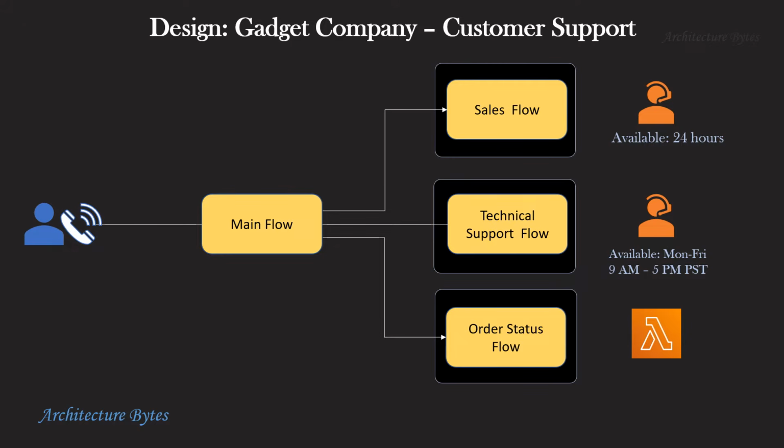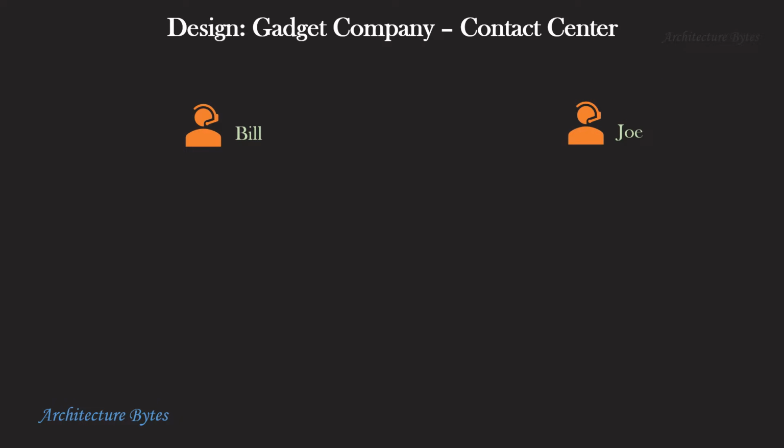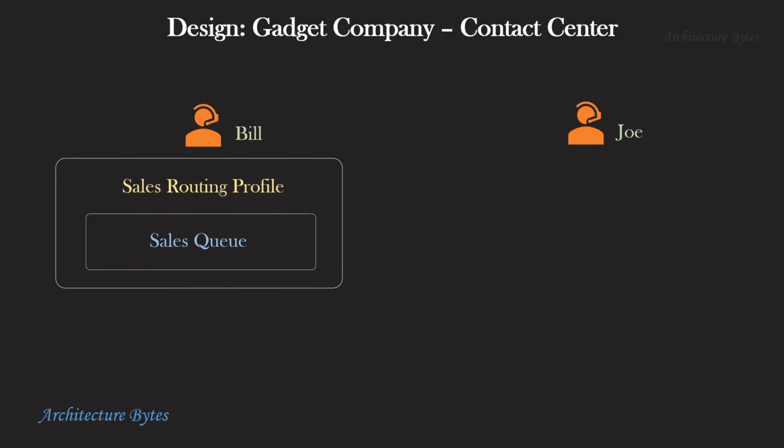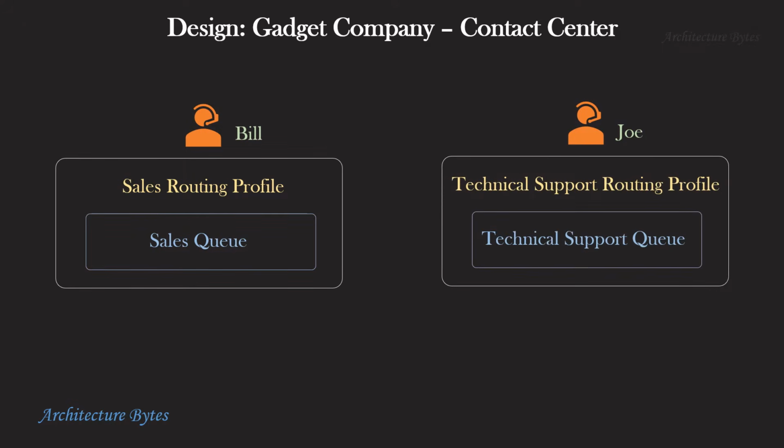Here is a logical flow of how this will work. IVR starts with the main flow which greets the customer and presents him with a few options. Then, depending on the customer's choice, the appropriate subflow, that is sales flow or technical support flow or order status flow, is invoked. We will have two users or customer support agents, Bill and Joe. Bill will have a sales routing profile and that routing profile has a sales queue attached to it, while Joe has a technical support routing profile which has a technical support queue attached to it.